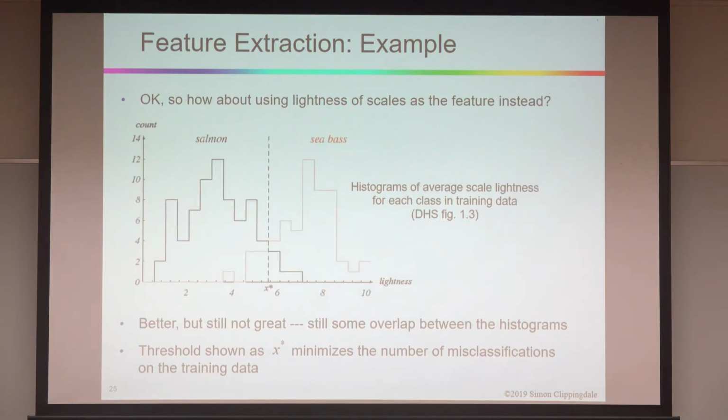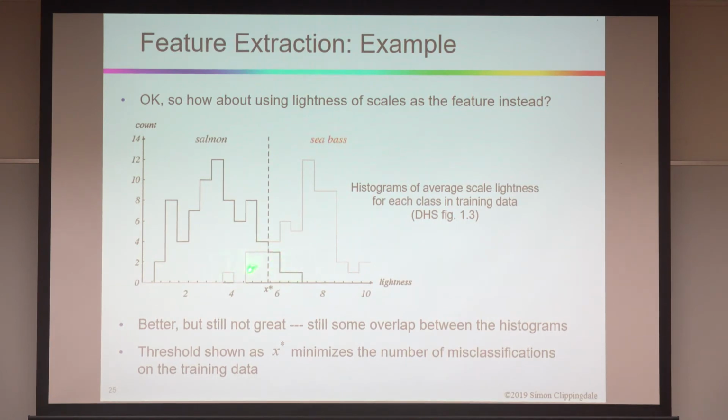Well, how about using the lightness of the scales instead? If you look at a histogram of lightness of the scales, it's a bit more well separated than the length feature, but not that great. This choice of a threshold line here will minimize the error, but still gives you quite a few errors because you've got salmon that are lighter than that level, and you've got some sea bass down here that are less light.